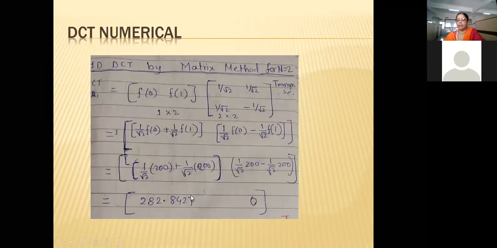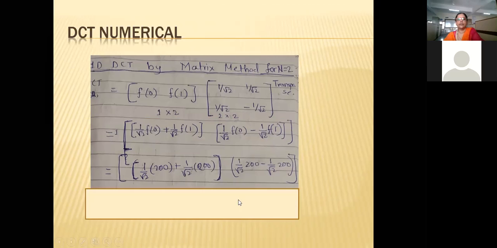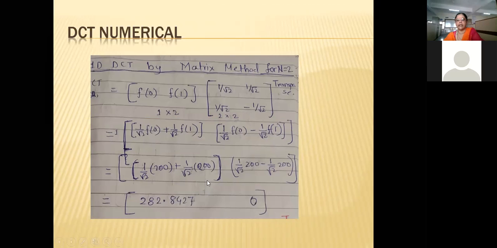And we got the same result. So here the very first coefficient, which represents the DC signal, has value 282.84, and the second coefficient is a high frequency coefficient, and we are getting that value as 0. Okay, so from this result we can easily understand that in the input signal there are no high frequency components, because the high frequency coefficients have 0 value.